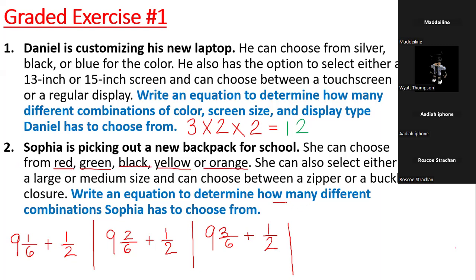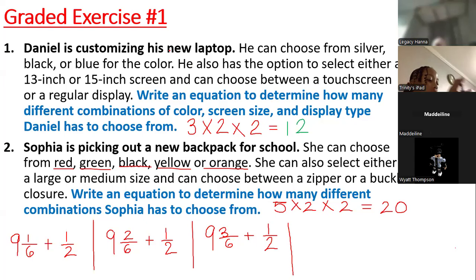There are 2 sides, and then I looked for the zipper, and there are 2. And then 5 times 2 times 2 gives 20. How many persons got 20 for number 2? Anyone got 20 for number 2? Let me know if you got 20. I did. I got 20. 20, very good.